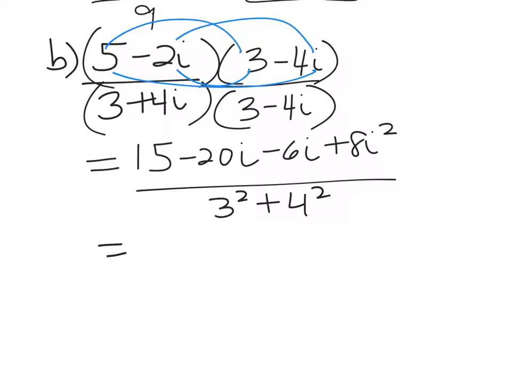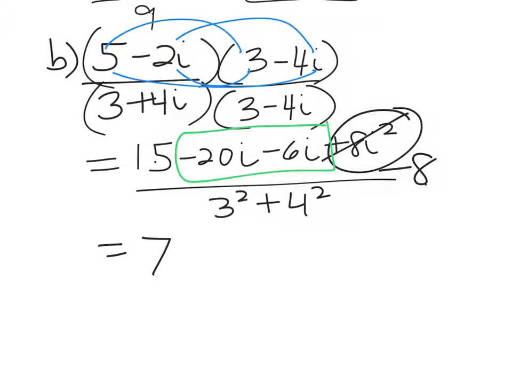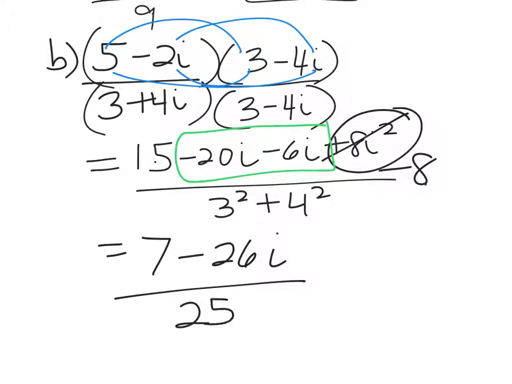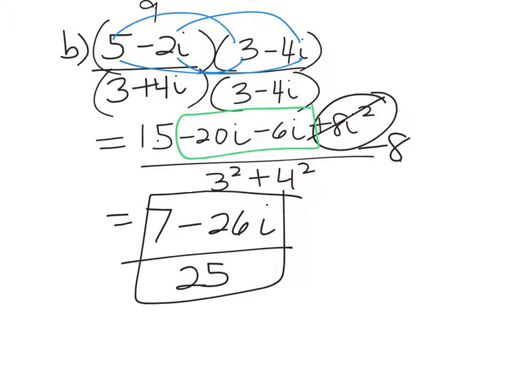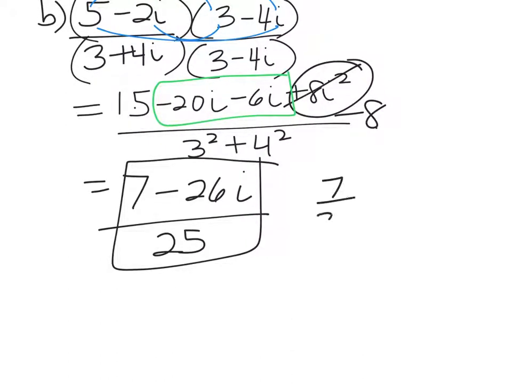Are you ready? This 8i squared is what? Negative 8. So I have 15 minus 8 is 7. And then here I have negative 20i and negative 6i gives me negative 26i. And this is all over what? 25. And that's it. You're like, how is that done? It is done. This is actually a complex number. It's 7/25 minus 26/25 i. Gross, right? Yeah, that's really bad.